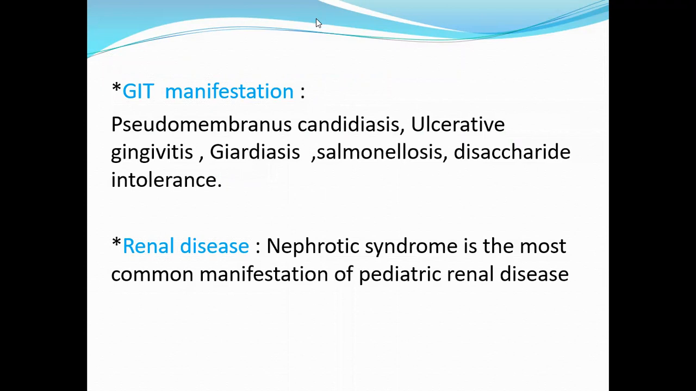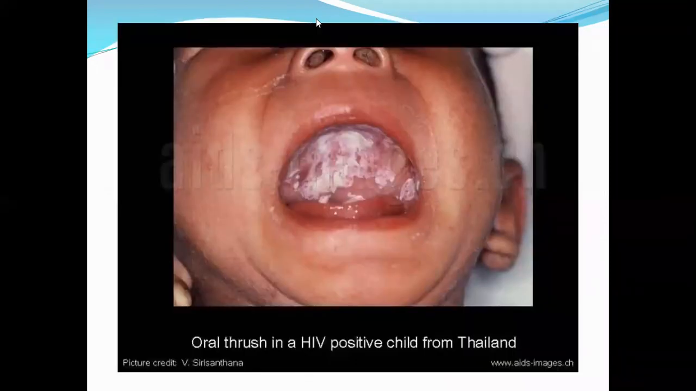Renal disease common in HIV child is nephrotic syndrome, which is the most common manifestation of pediatric renal disease. This is a child with HIV infection, and here we see the oral thrush, severe oral thrush, which is caused by fungal infection, candidiasis.